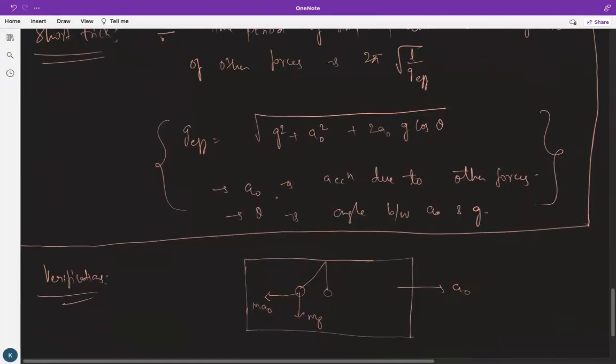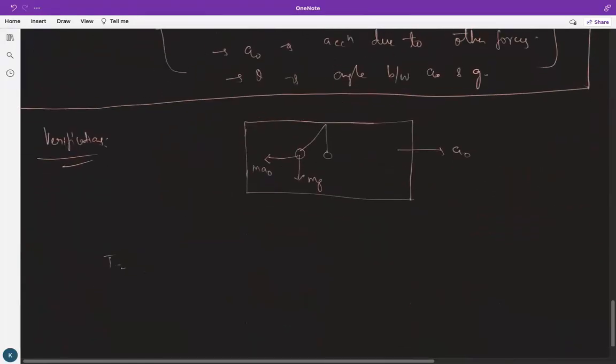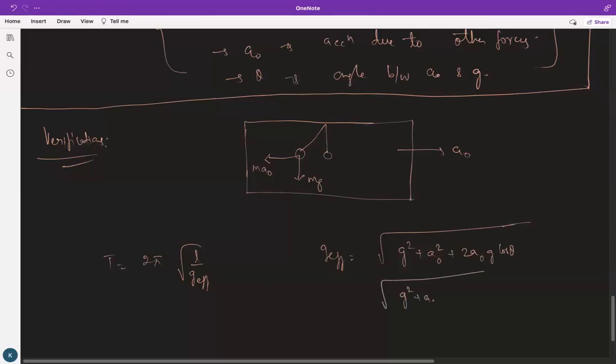So what we have to do, we actually know the time period is 2 pi root under L by G effective. And we have to find the G effective here. So the G effective formula is G square plus A naught square plus 2 A naught G cos theta. Right. So here our A naught is the only acceleration due to the other forces. And so we can write G square plus A naught square plus 2 A naught G.